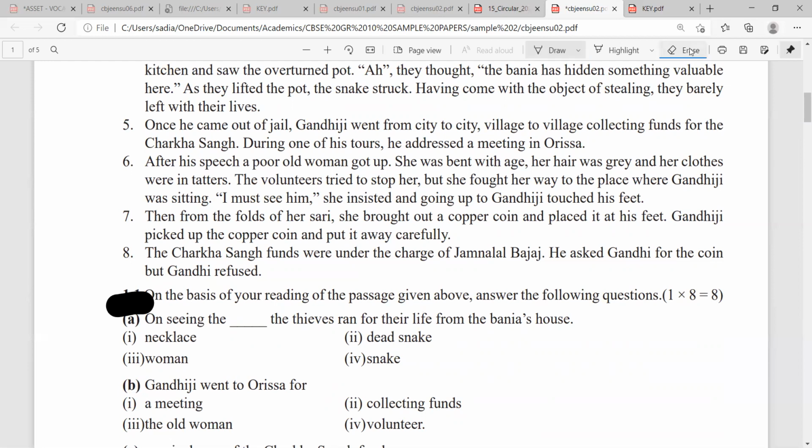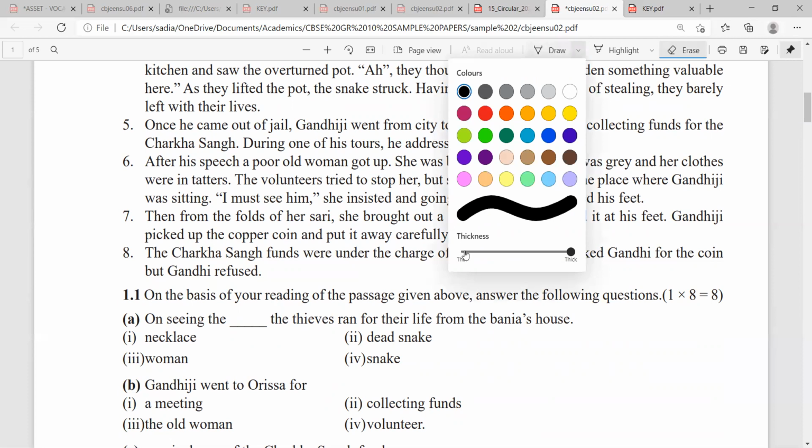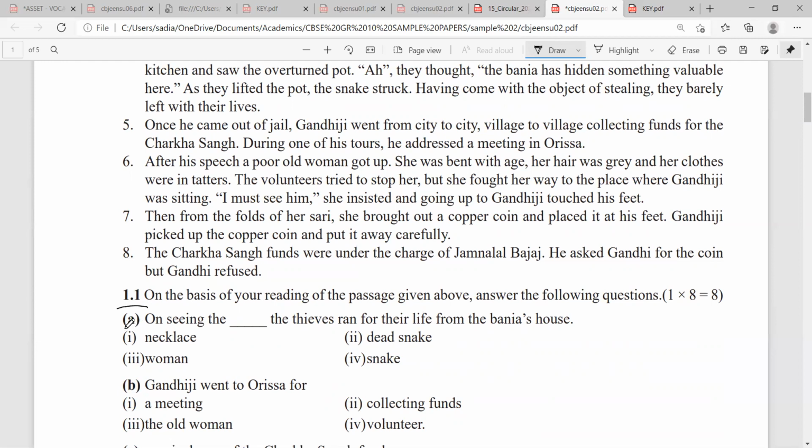You may write the question number. You may write the sub question number. And when you are selecting, say for example, I'm giving an example.